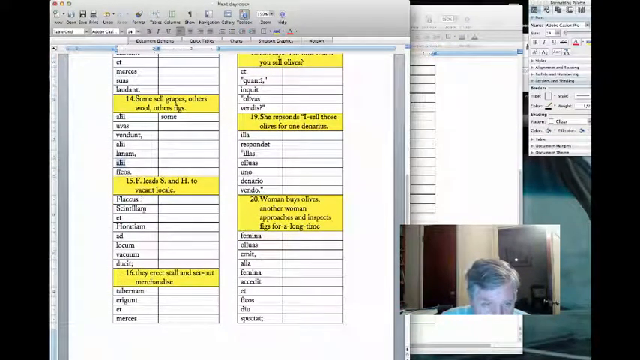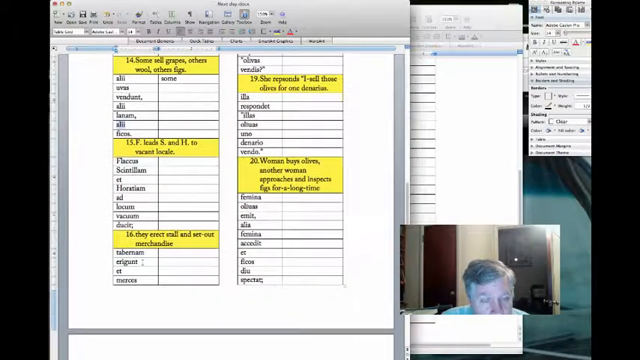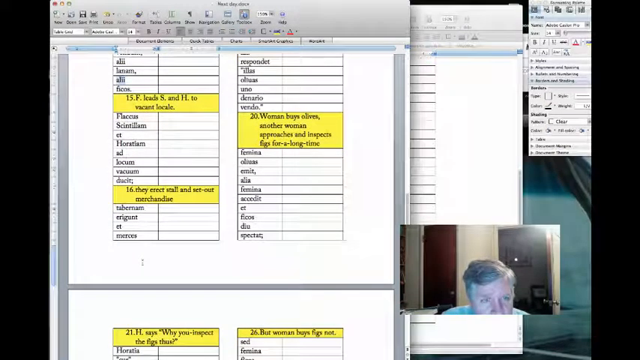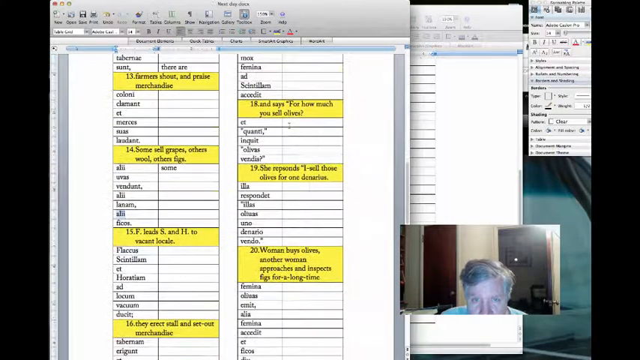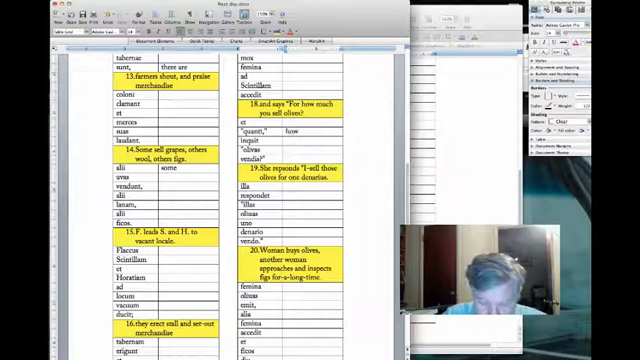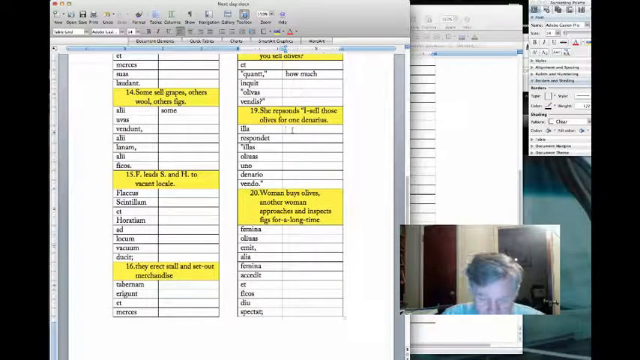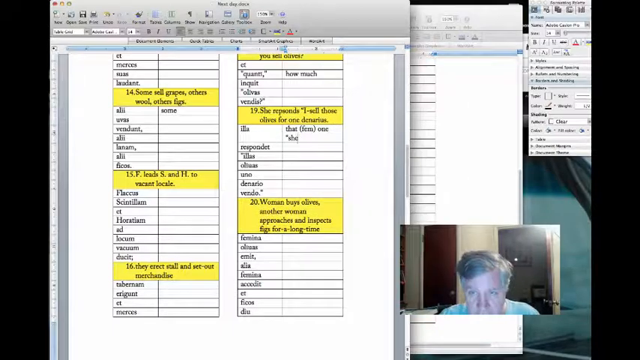In number 15, it's mostly proper names. Okay. The next sentence, pretty self-explanatory, really, I think. Quanti means how much. Illa does not really mean "she," it means "that feminine one." But in English, it's easier just to pretend that it means "she." Okay.